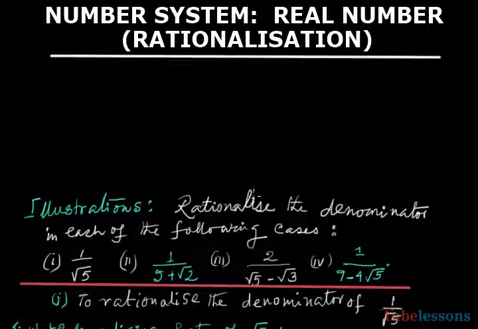What is rationalization? Rationalization means if an irrational number is given, you have to multiply it with its conjugate so that it becomes a rational number. Suppose root 5. When you multiply root 5 with root 5, it becomes 5, which is a rational number.